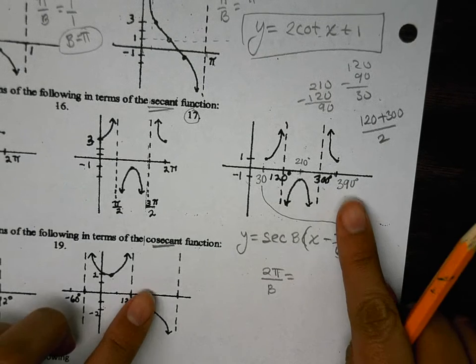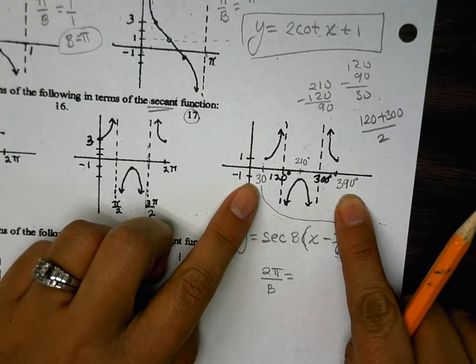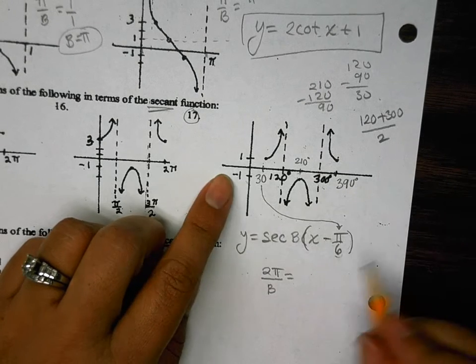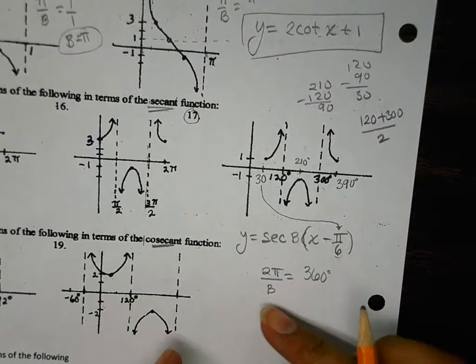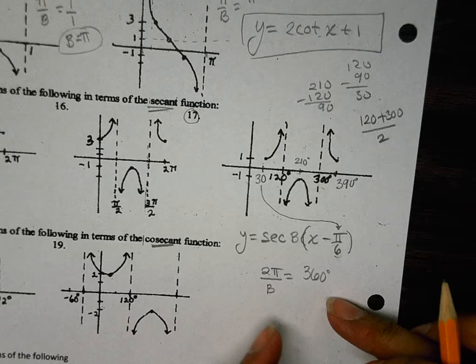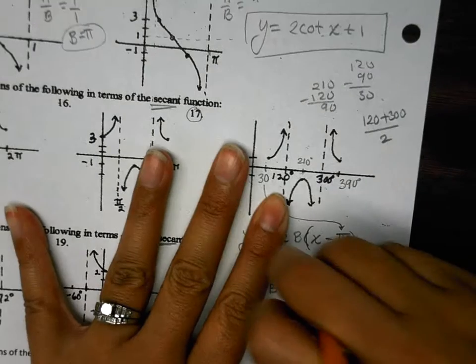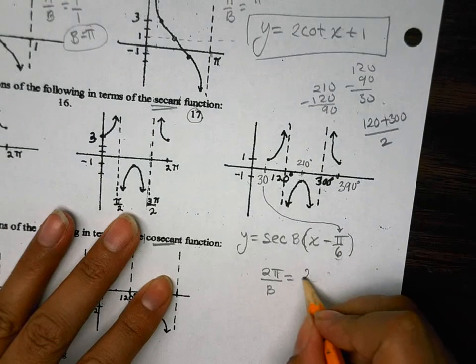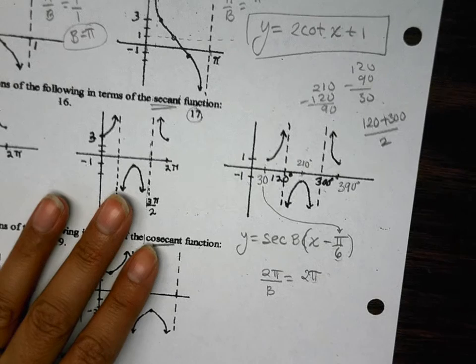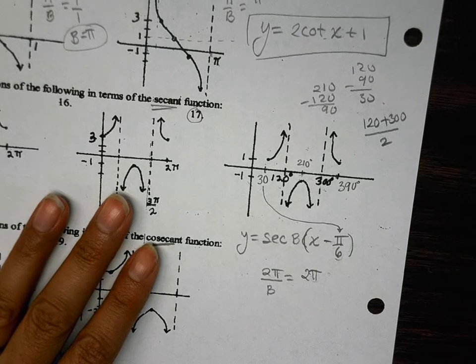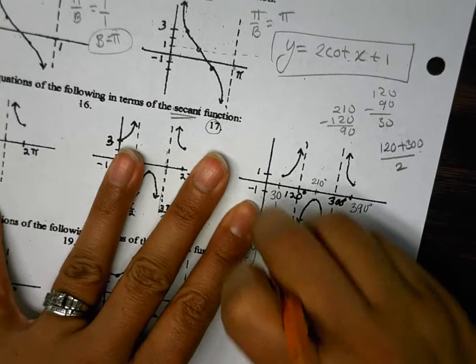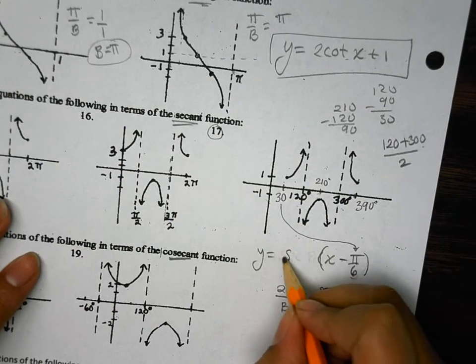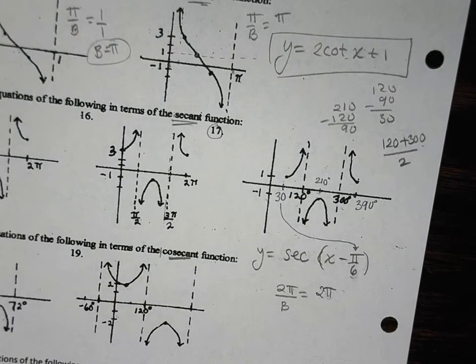What's 390 take away 30? Ooh, can I work it out like that? Can I work with radians here and degrees here? Convert. 360 degrees is the same as what? 2 pi. Which is nice. You are correct. 2 pi divided by what is 2 pi? B is 1. You can leave it like this, or you can write the 1 in. It's not necessary. Secant parentheses x minus pi over 6.